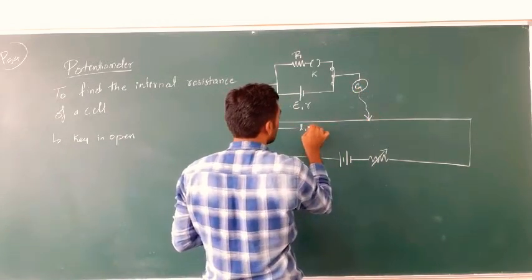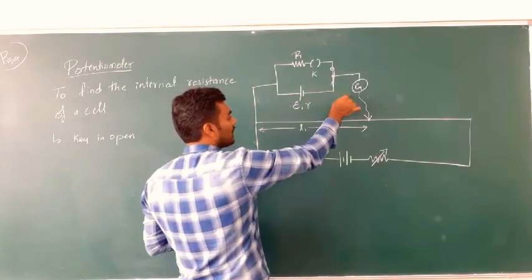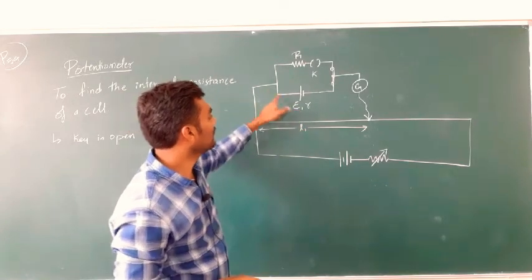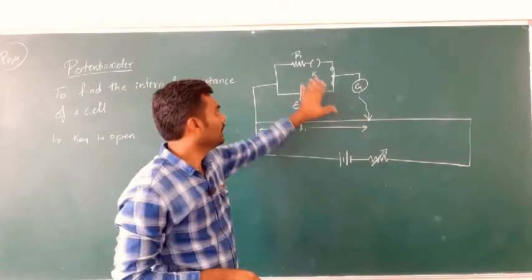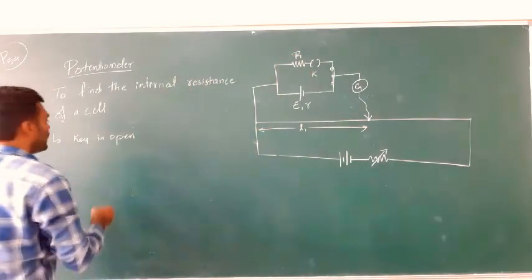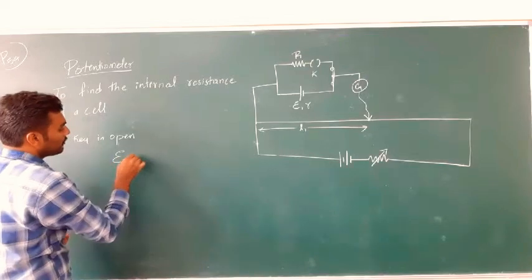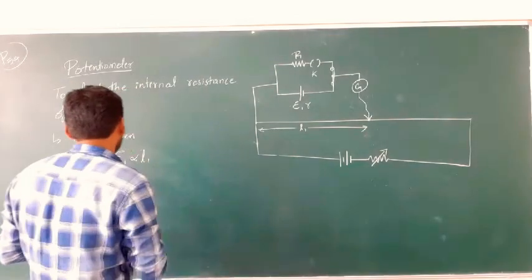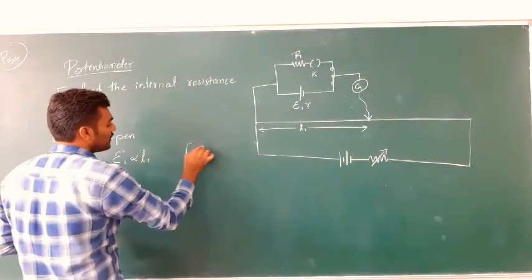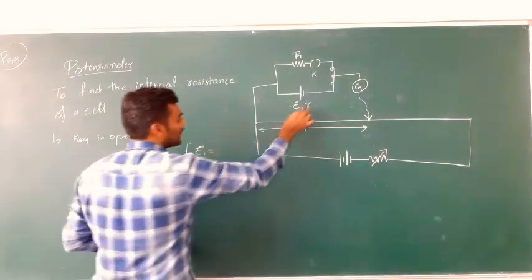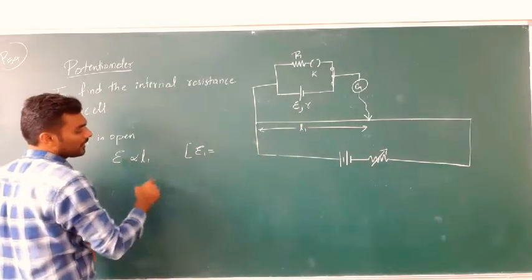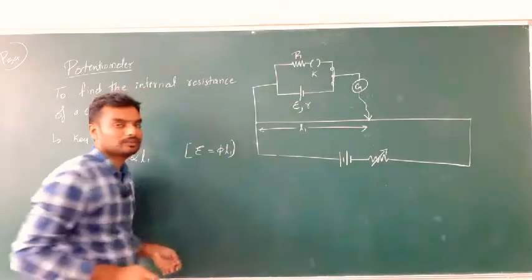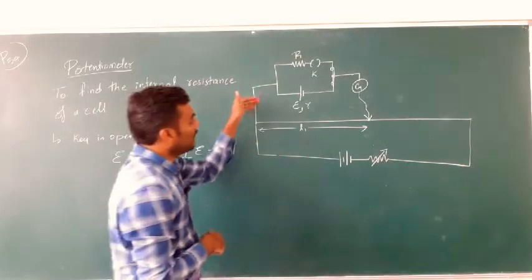Again, let L1 be the length for which the galvanometer reads zero deflection when only the cell is connected in the secondary branch of the circuit. So now we can say E is proportional to L1. It's just E that we have, only one cell. So E is proportional to L1, or you can also write E is equal to phi L1, where phi is the potential gradient.